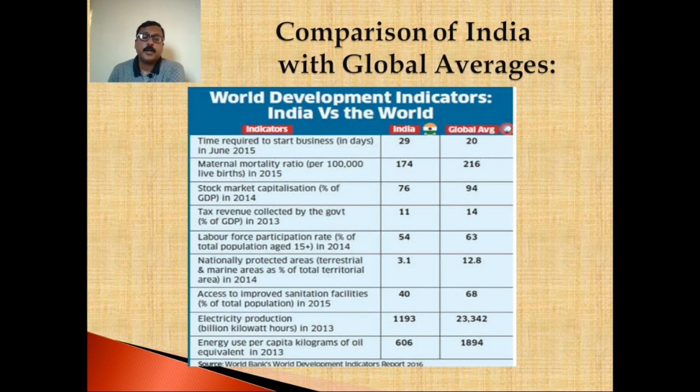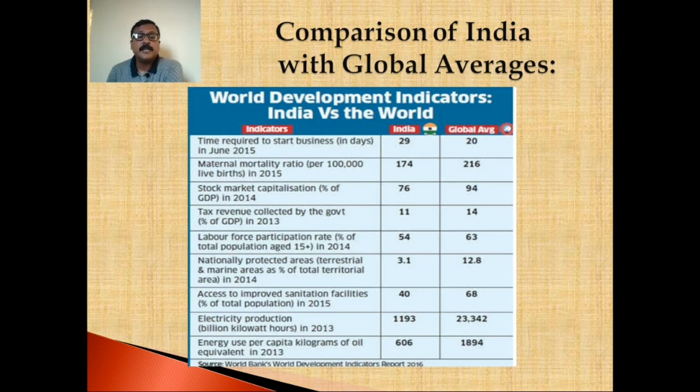Then electricity production in India it is only 1193, whereas the global average is 23,342 billion kilowatt hours. So these are some of the indicators with which we can make an assessment regarding what are the level of development that have been achieved in India and what are the things that we have to achieve.